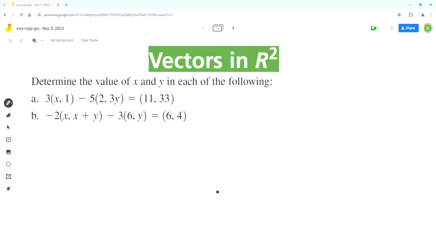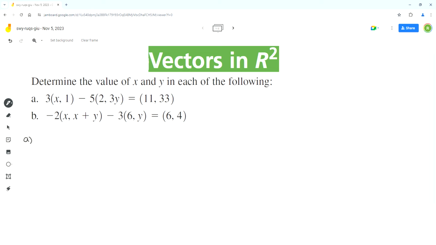So in this video, we'll solve this problem based on the concepts on vectors in R2. So as per the problem, determine the value of x and y in each of the following. So let's start with part A. So we have to find the value of x and y in this vector equation.